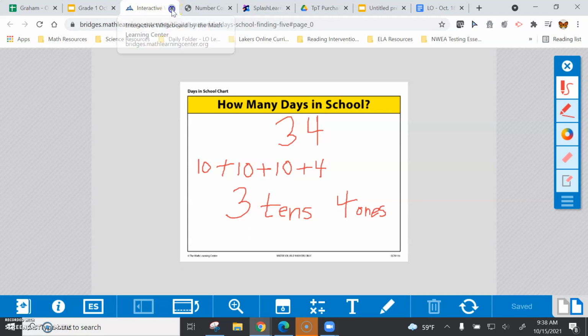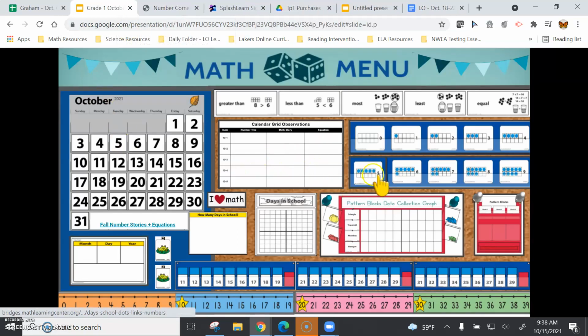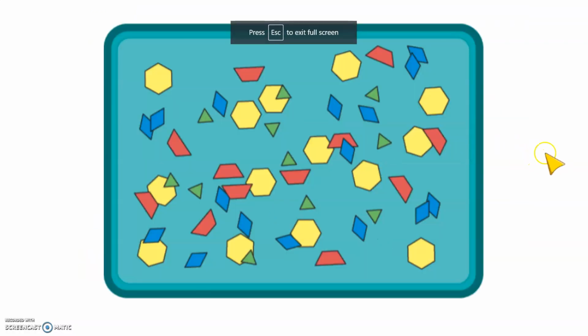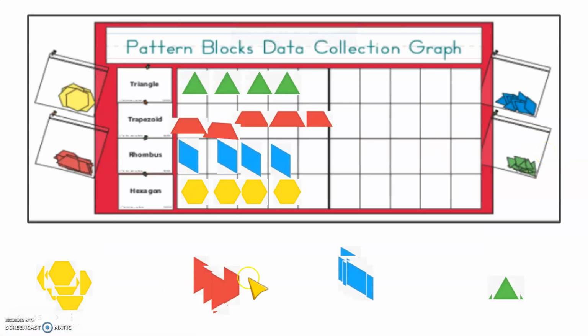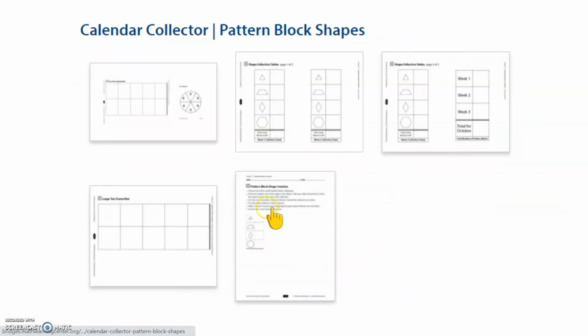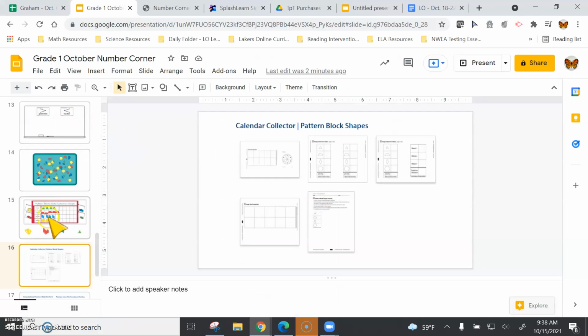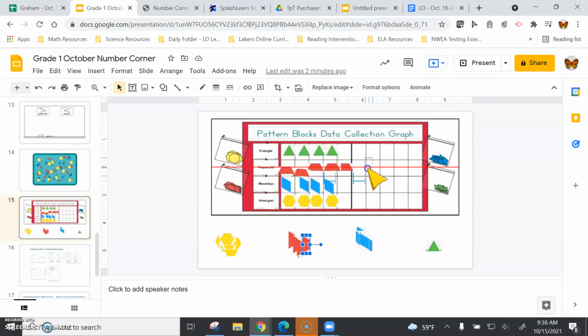We're going to move on and do a different activity now. We have not collected our blocks for the past few days, so we are going to go and collect some more blocks for our grid. Why don't we add another trapezoid, and another shape.